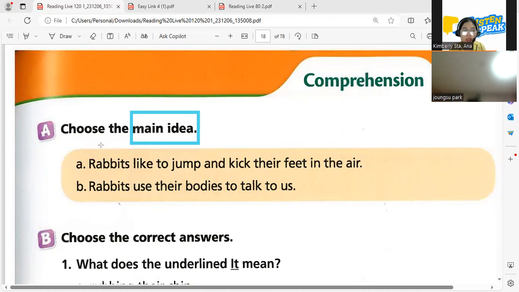Good job. So, what is our answer? What do you think is the main idea, Jimin? Is it A or B? What is the story all about? Is it A or B?